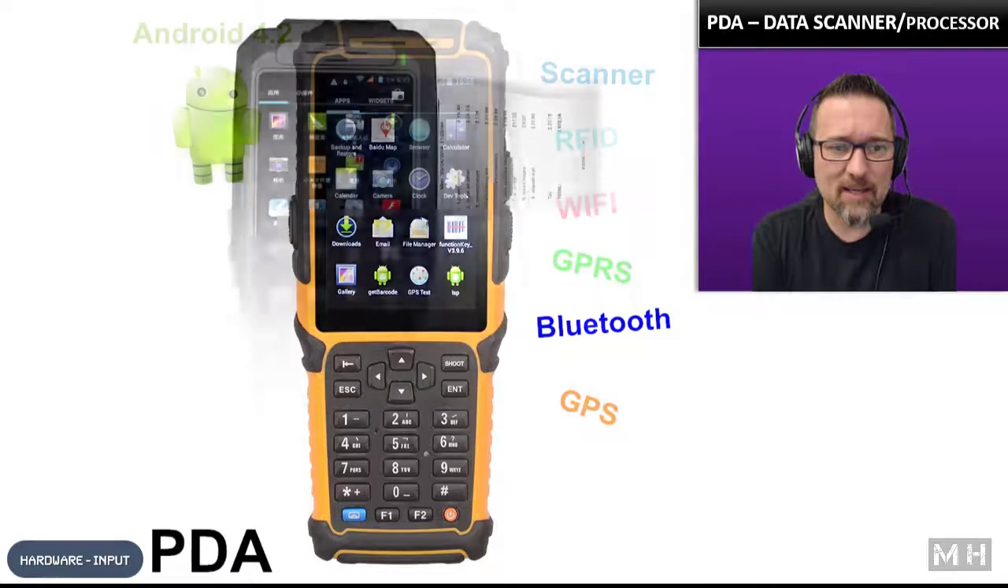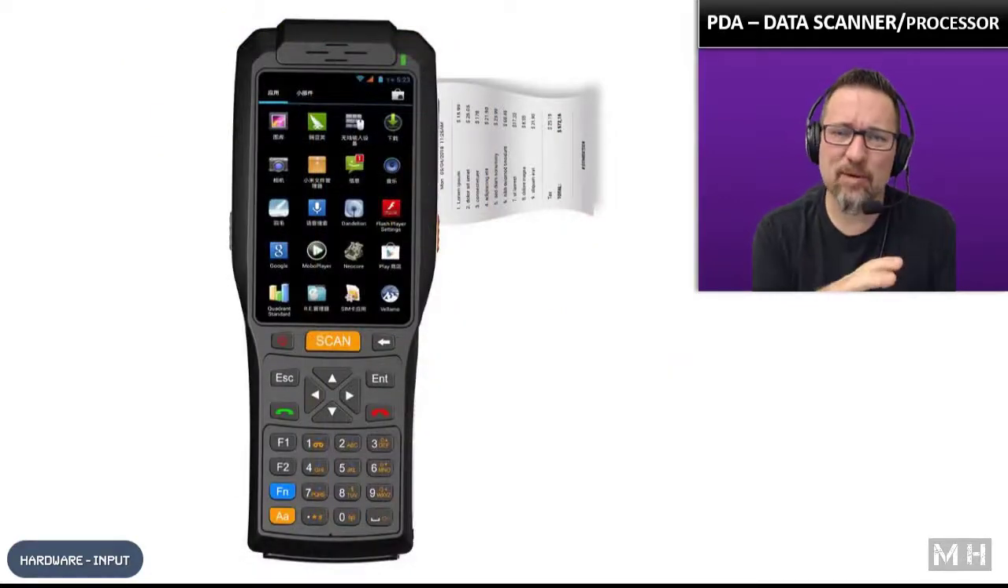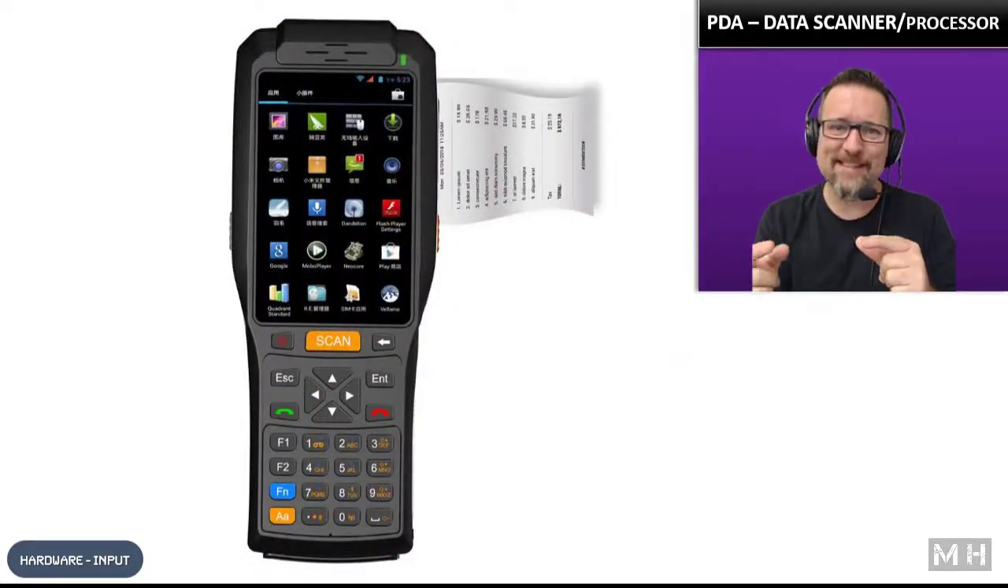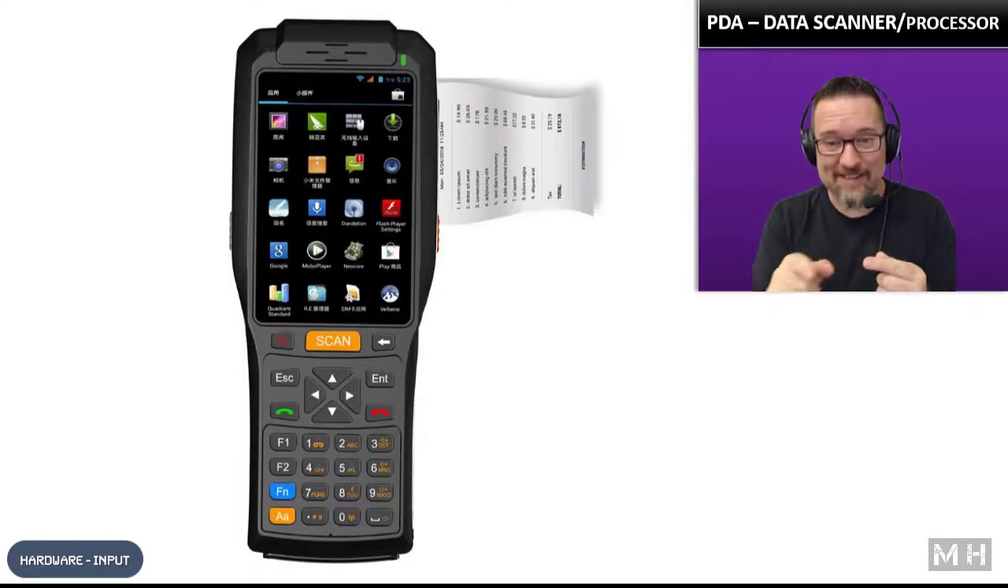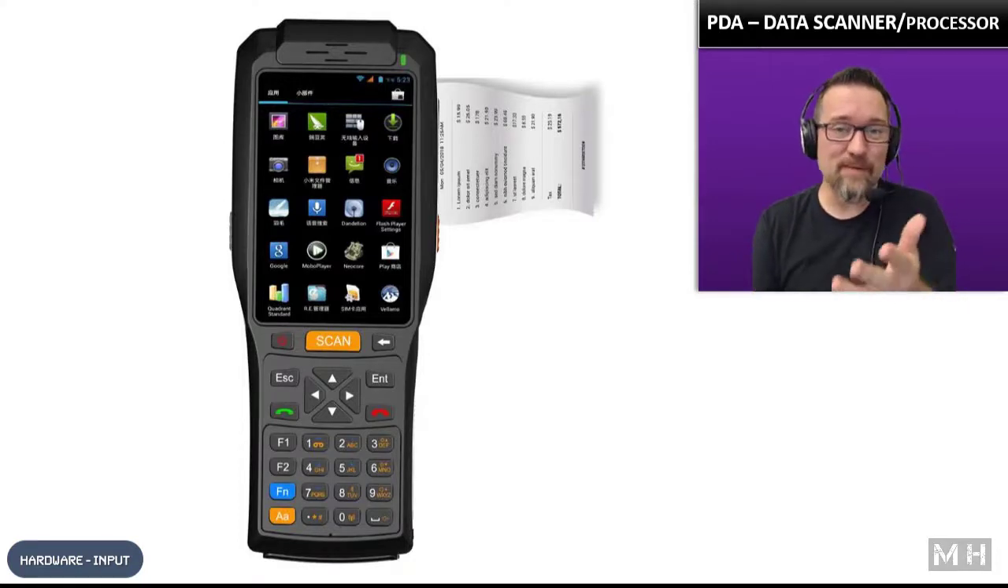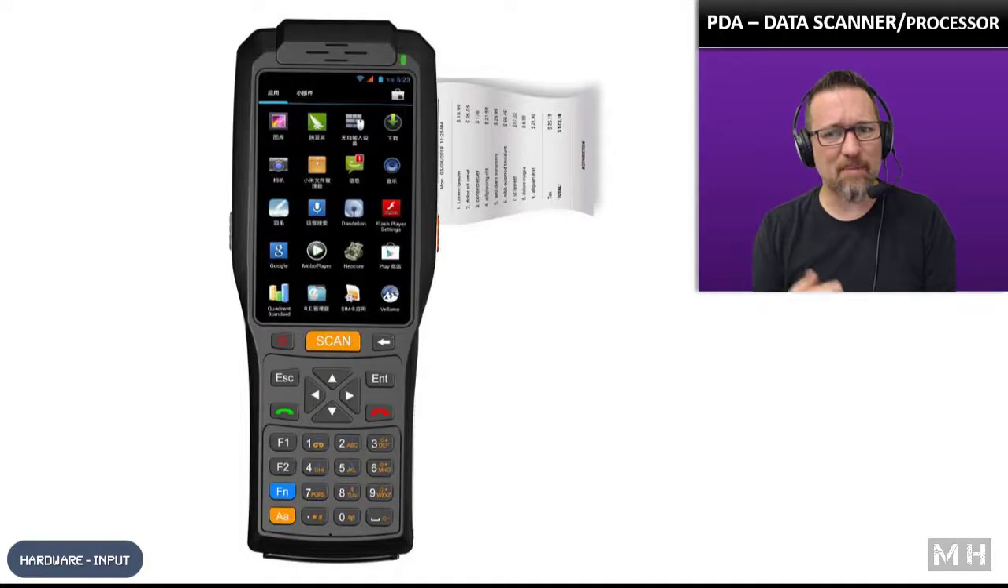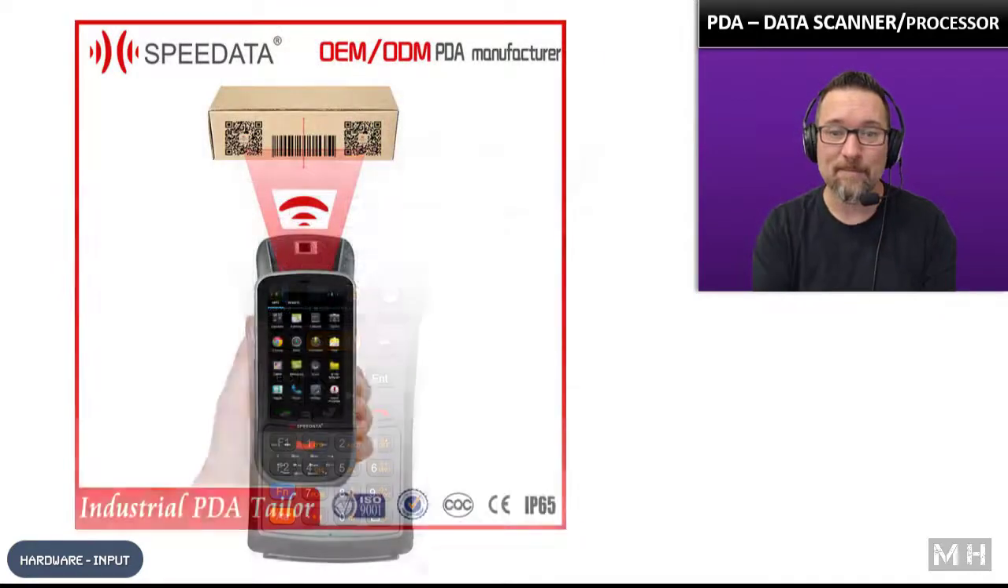All right. Here's another one. I thought I'd show you this one. Same sort of thing, but it's got a little printer built inside of it. How cool is that? It prints stuff. In fact, you've seen that when you go and pay for something at a point of sale system, and then it prints out the receipt. It's the same thing.